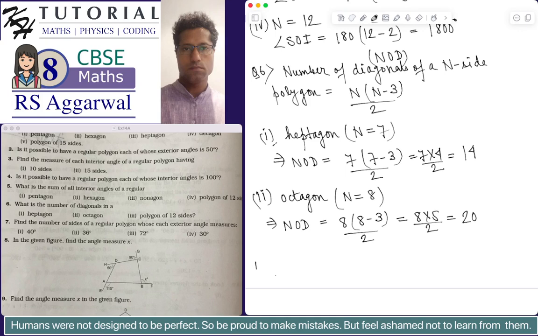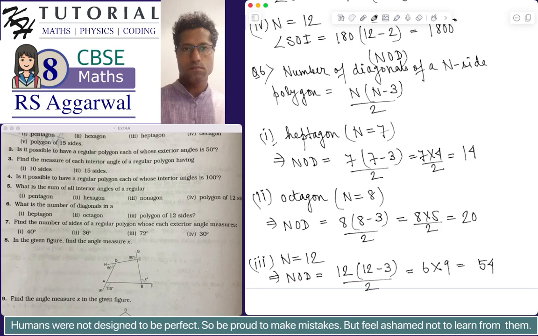Next one is for a polygon having 12 sides, n is equal to 12. This will imply the number of diagonals will be equal to 12 multiplied by (12 minus 3) divided by 2. This is equal to 6 multiplied by 9, which is equal to 54. So, a polygon having 12 sides has 54 diagonals.